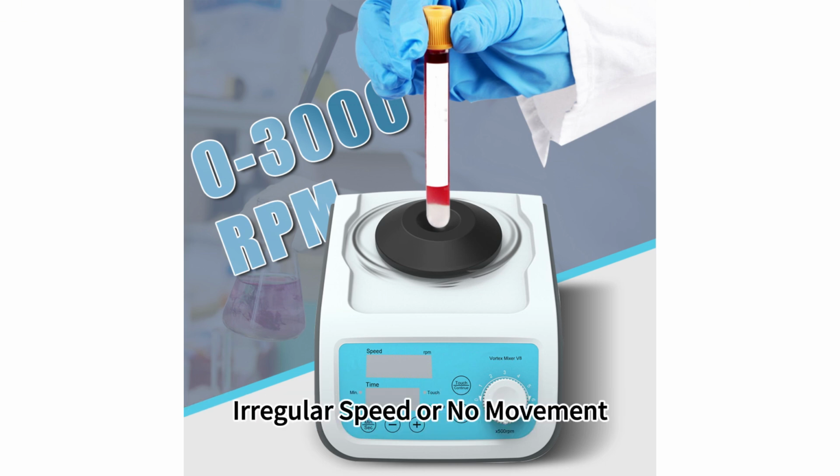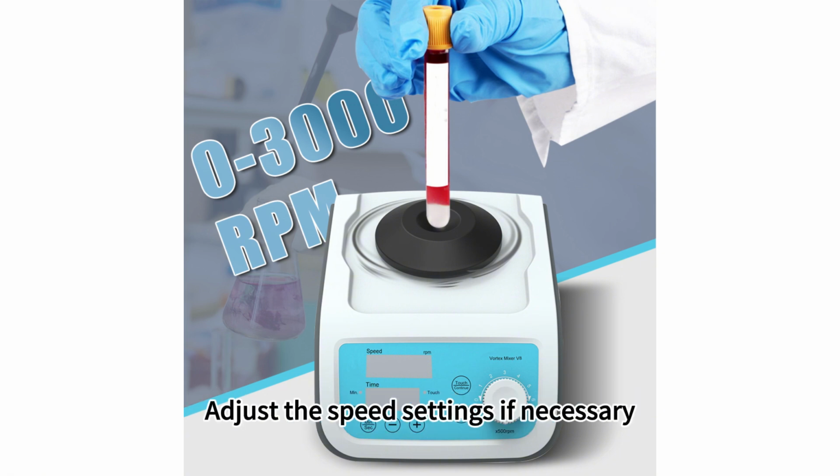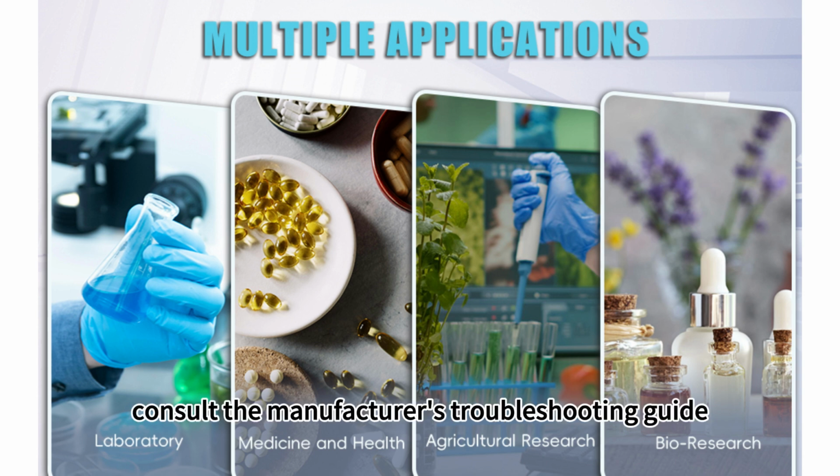2. Irregular speed or no movement. Solution: ensure the sample tube is securely placed and not obstructing the motor. Adjust the speed settings if necessary. If the problem persists, consult the manufacturer's troubleshooting guide.